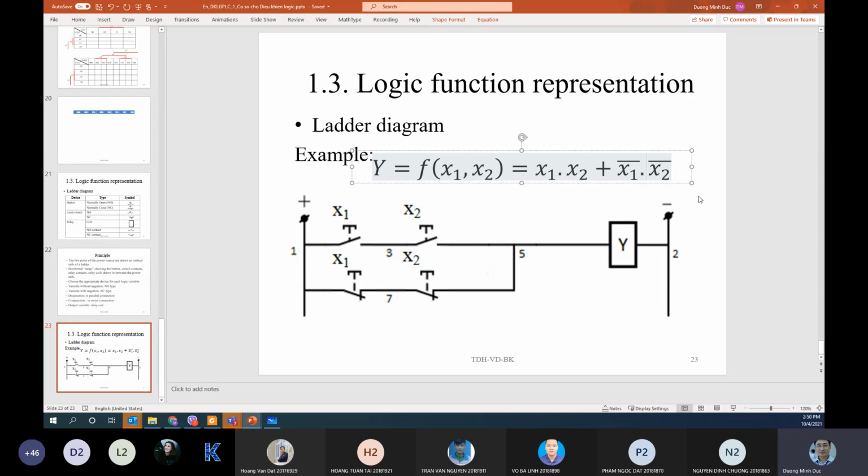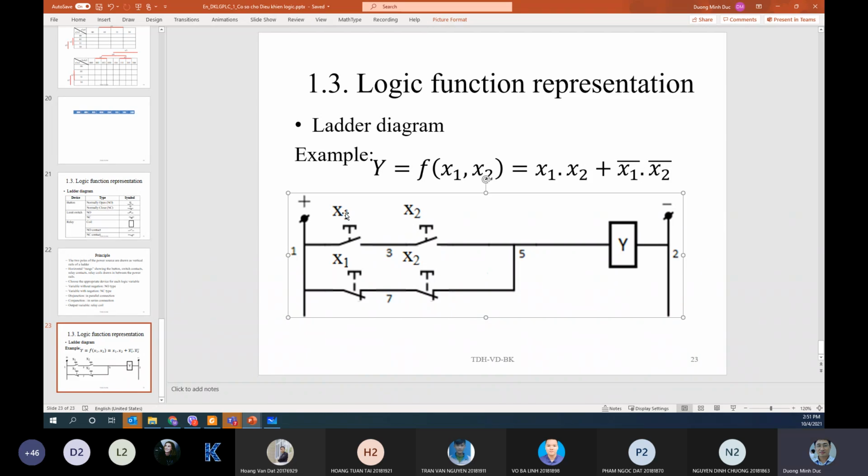So please remember here x1, x1, x2, x2, because the negation is already represented by the normally closed button. So here, x1 is the name of the button.